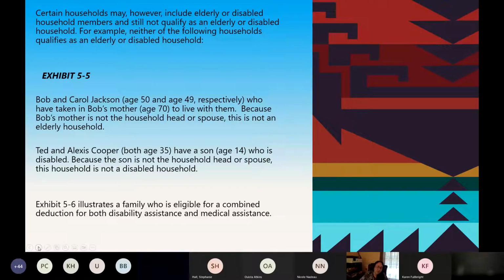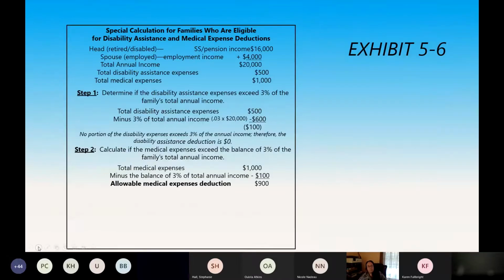Exhibit 5.6 illustrates a family who is eligible for a combined deduction for both disability assistance and medical assistance. Special calculation for families who are eligible for disability assistance and medical expense deductions. So the head of the household is retired and disabled, with Social Security pension income of $16,000. The spouse is employed. Her employment income is $4,000. Their total annual income combined is $20,000. Total disability expenses are $500 a month. Total medical expenses are $1,000 a month.